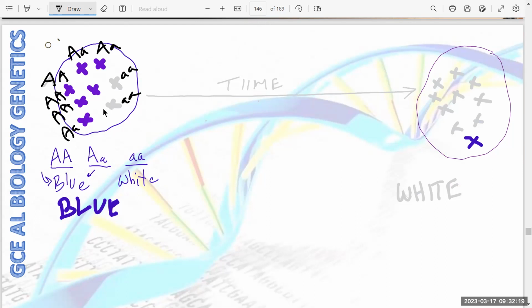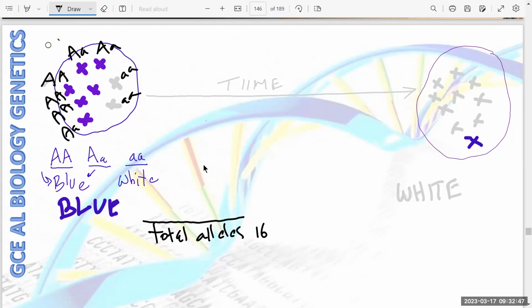So I count total alleles, right? Total alleles: 1, 2, 3, 4, 5, 6, 7, 8. Eight phenotypes means 16 total alleles. Total alleles 16.